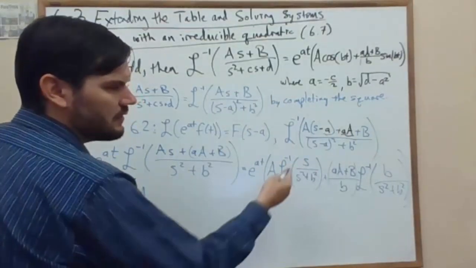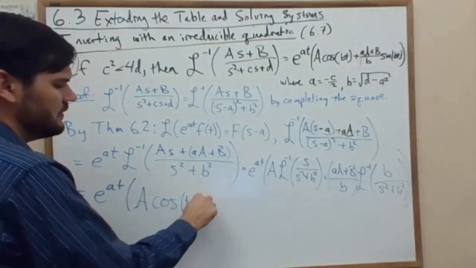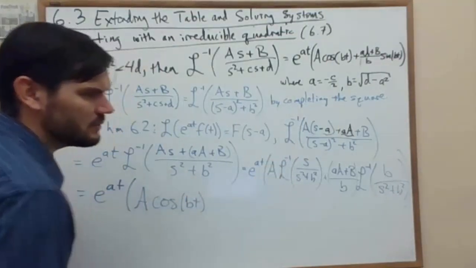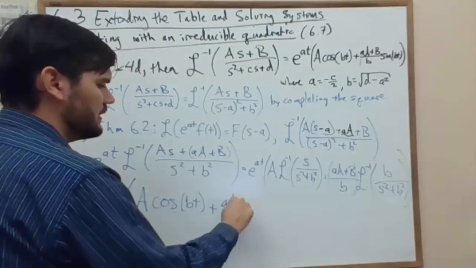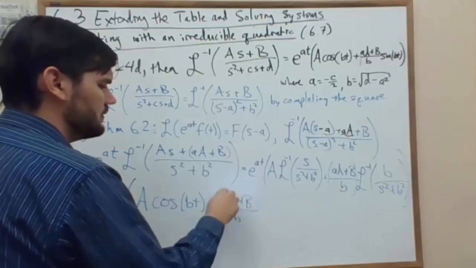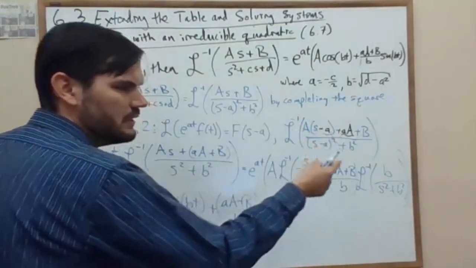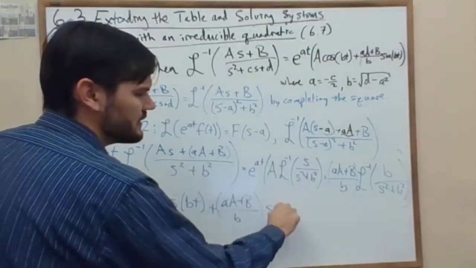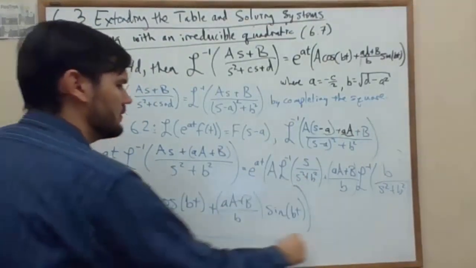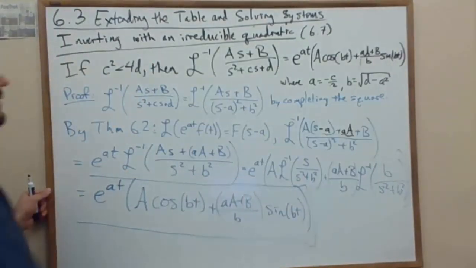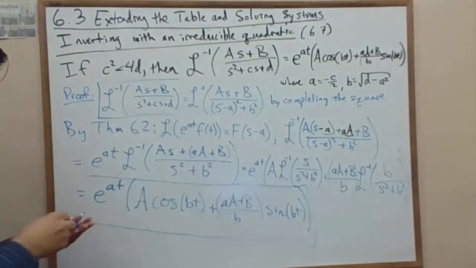Transformation of the inverse of s over s squared plus b squared is the function cosine of bt, which transforms to s over s squared plus b squared. And the inverse over here, multiplied by little a big A plus big B over little b, is the function whose transformation is b, the constant, over s squared plus b squared, and that is the sine of bt. There we go.